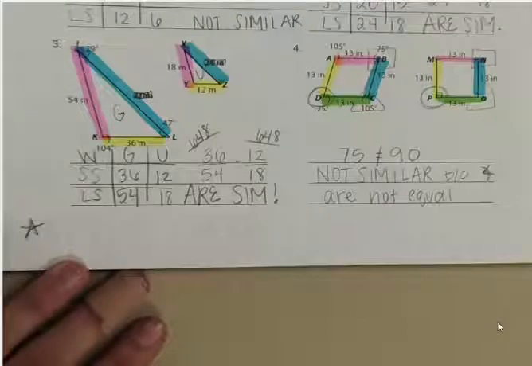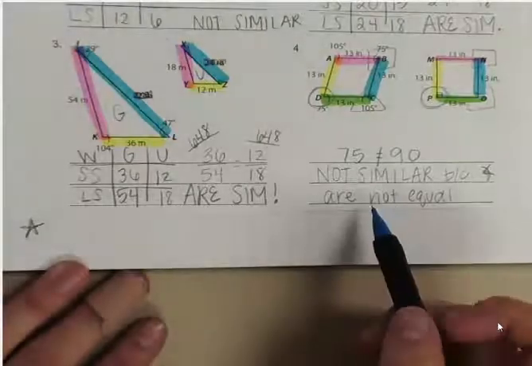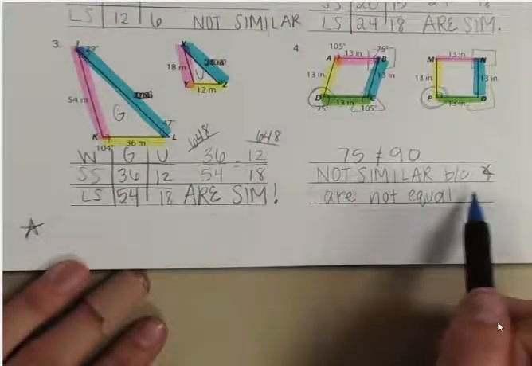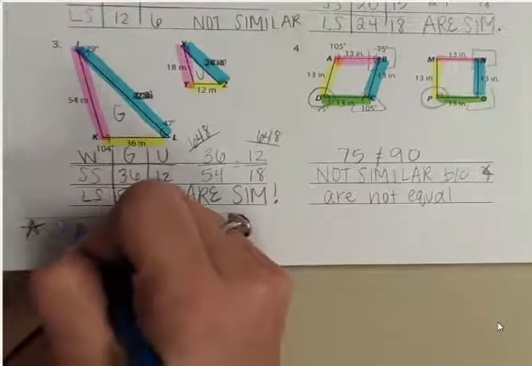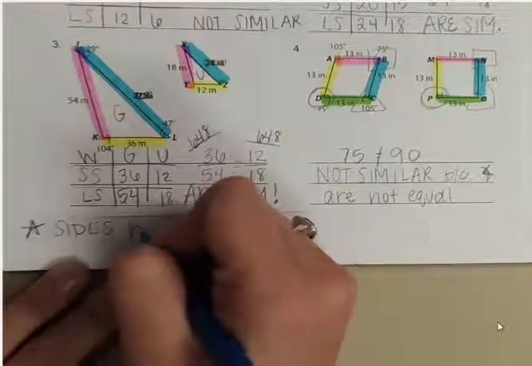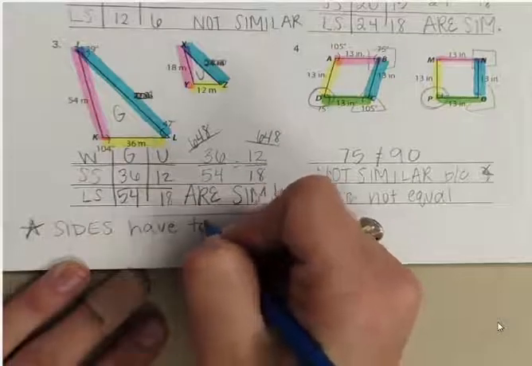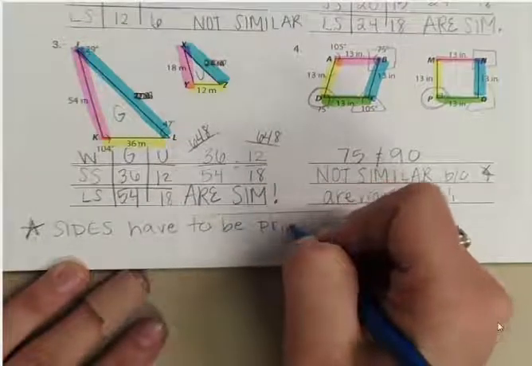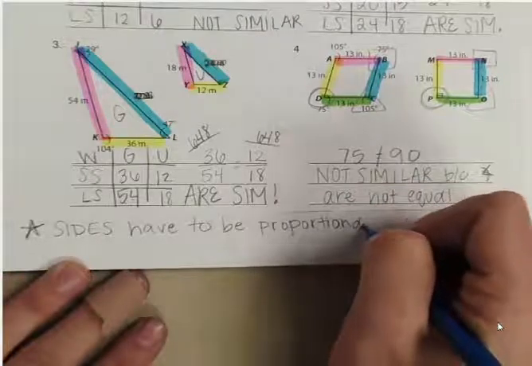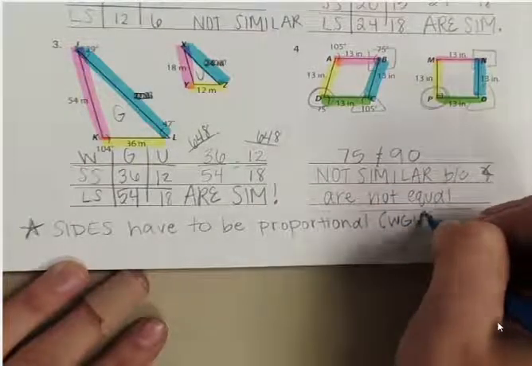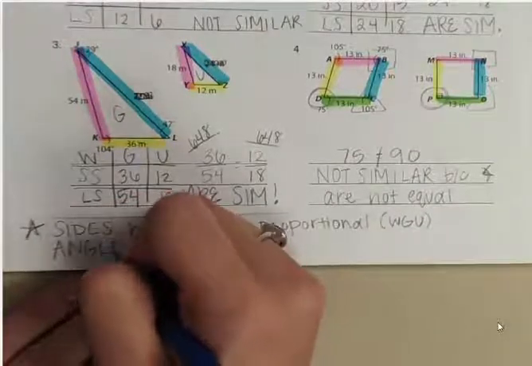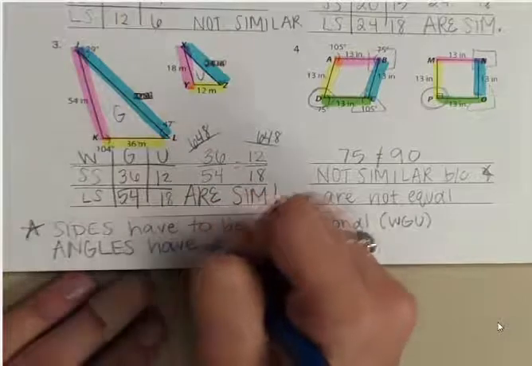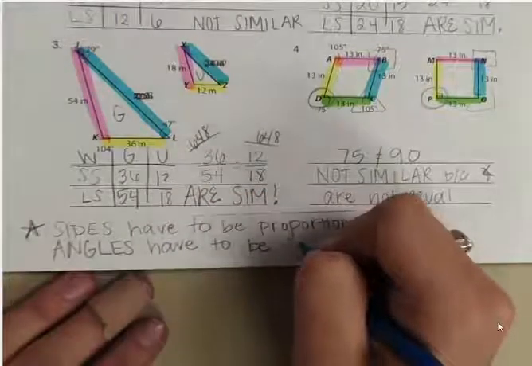So, if they're not equal. In similar figures, sides have to be, you need to be writing this, have to be proportional. I'm going to put WGU because that's how we figure out they're proportional. Angles have to be congruent, which is a fancy new word, or that means equal.